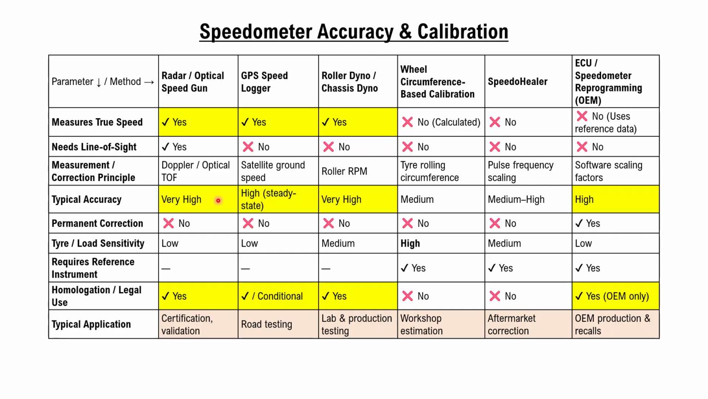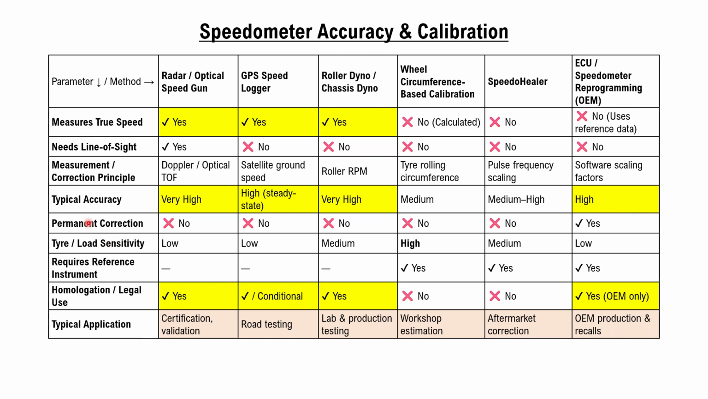Radar optical gun, its accuracy is very high. GPS, high. Roller dynamometer, very high. Wheel circumference, its accuracy is medium. Speedo Healer, its accuracy is medium to high. And finally, ECU, the accuracy is also high.